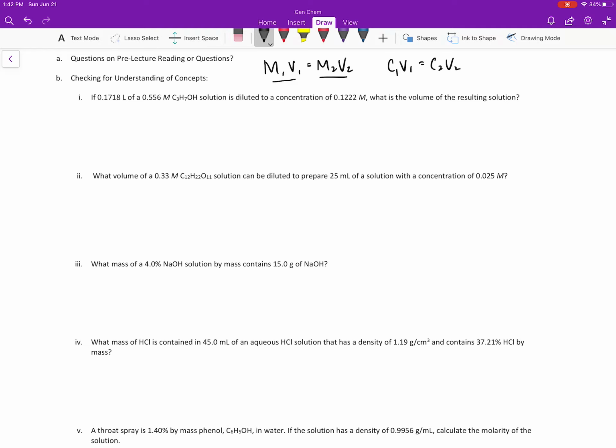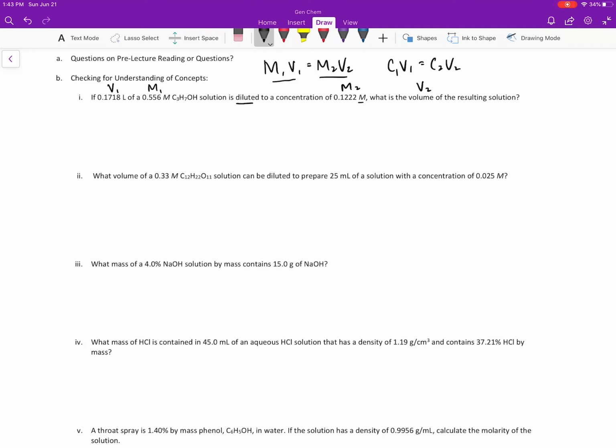You can use the dilution formula for any units of concentration that we have, but because molarity tends to be the one that we see in chemistry, we have M1V1 = M2V2. So the first question says, if I have a certain volume of a certain molar solution and it's diluted to a molarity of this, what is the volume of the resulting solution? If I can label it as I go and figure out which pairs go together, then it's a matter of just plugging them in, making sure that the units match.